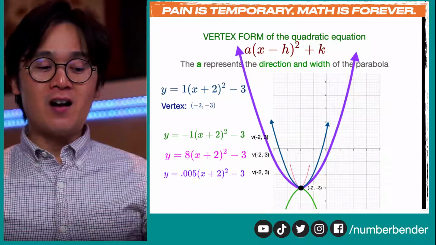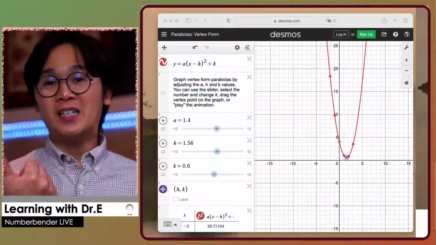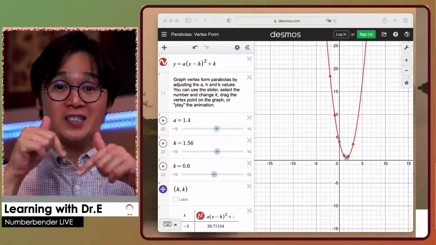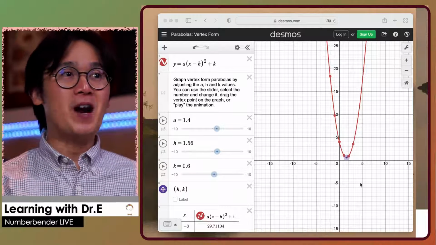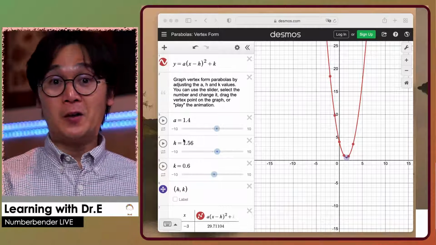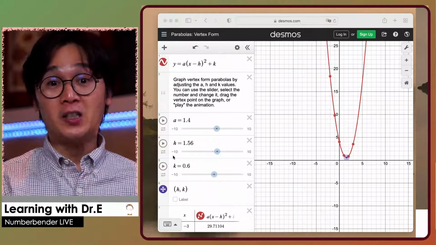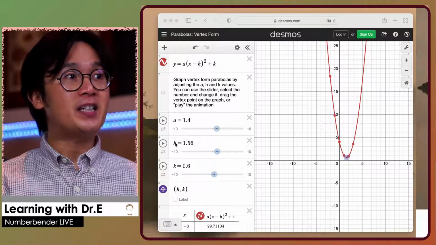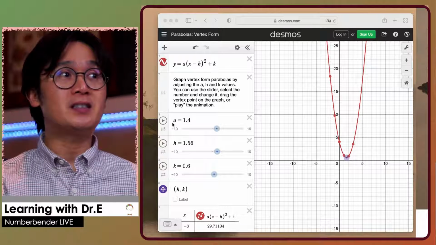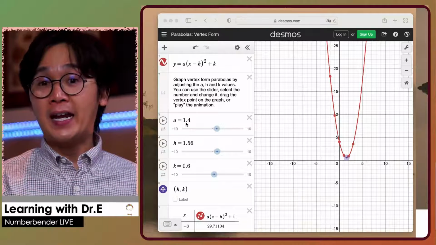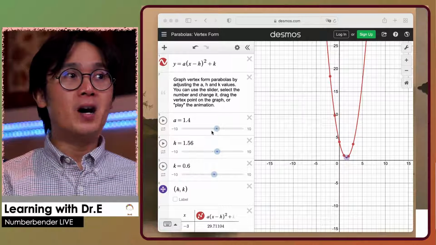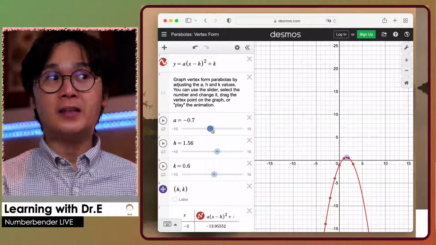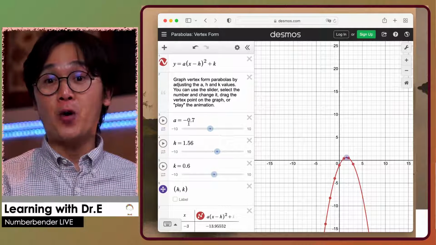So let's take a look at an application which is a little bit better than what I did on my slides, because I just formulated it there. But this time around, we're seeing Desmos, and Desmos has a better application, so we can observe how the transformation is changing when a, h, and k are changing. So notice that this is a positive a, that means it's opening upward, but if we change it to the left, it will go downward because now it's negative 0.7.